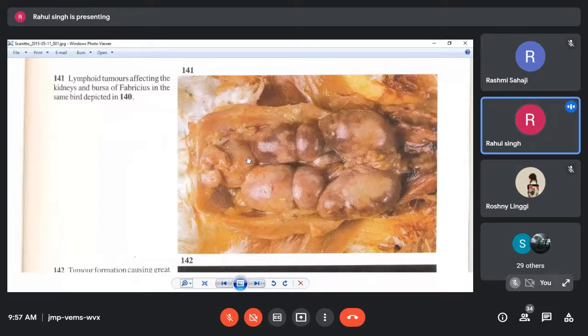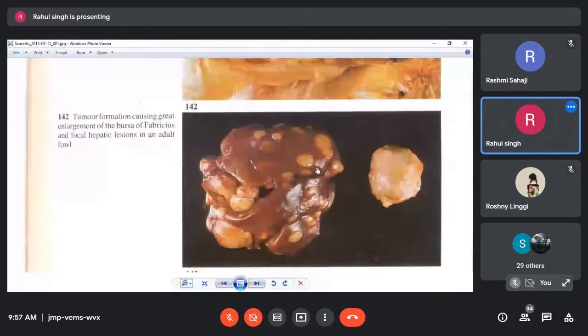And here we see individual lymphomas on the liver. You can see the presence of lymphoma. When we cut through them, they are fleshy. They do not contain caseous exudate. They are tumors. And this is an enlarged bursa, an enlarged tumorous bursa of avian leukosis complex affected birds.